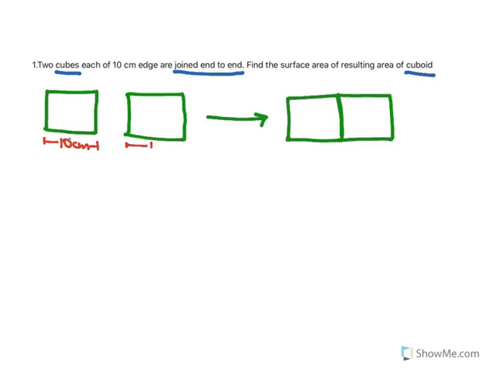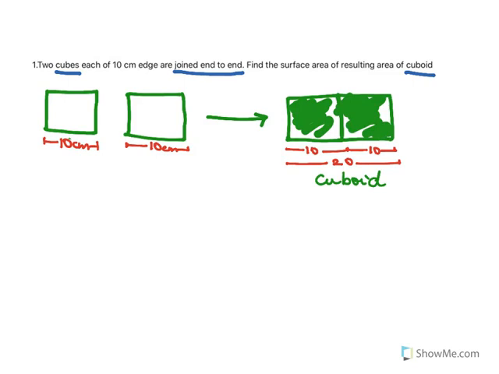This too is 10 centimeters. Here too you will have 10 and this again will be 10. So the whole length will be 10 plus 10, 20 centimeters. So this resulting cuboid that we have here, the length will be 20 centimeters. The breadth will remain the same as earlier, that is 10, and the height too will be 10 centimeters.